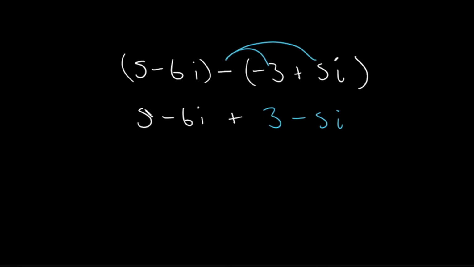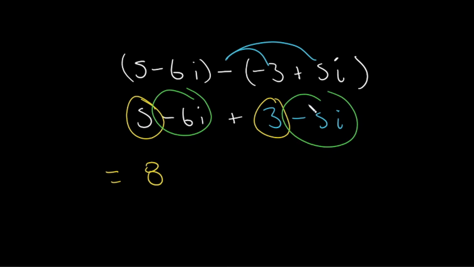So now we can just combine like terms as before. So our real numbers are 5 and 3. If we add those, it's going to be equal to 8. And then we can add -6i and -5i. -6 minus 5 is going to be -11. So this is going to be -11i. So our final answer is 8 minus 11i.